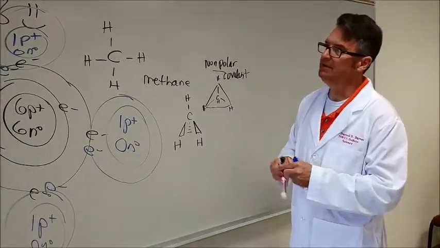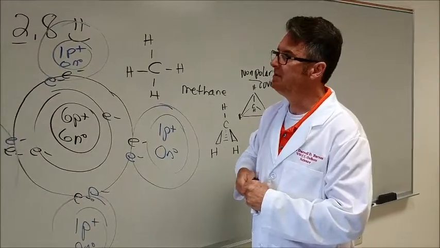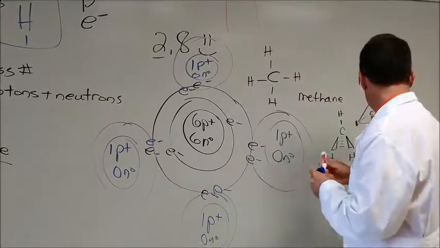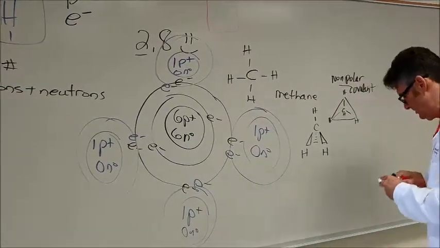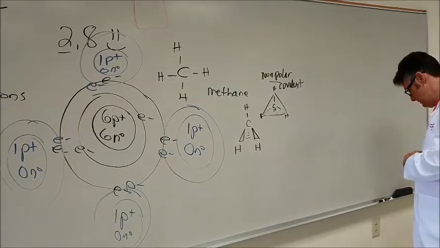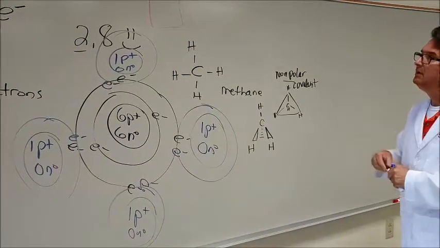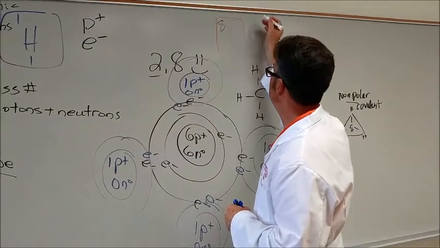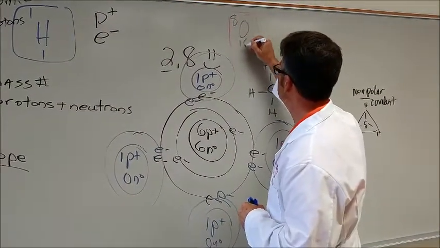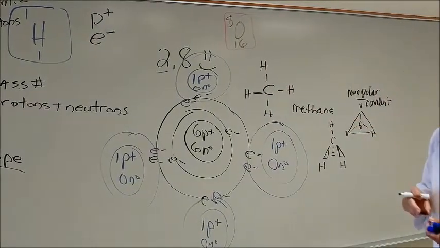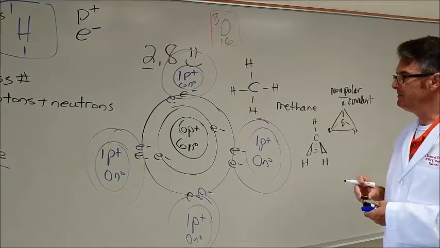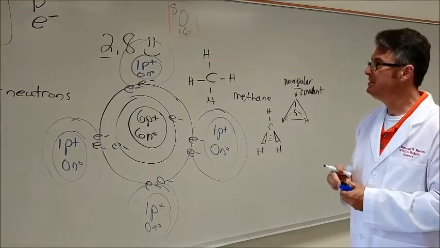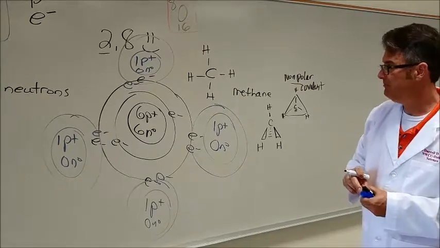Let's put oxygen into the mix and see if we can squeeze this onto the board. Let's go with a different color. Oxygen has 8 protons and a total of 16 protons plus neutrons. It'll have 8 electrons as well.